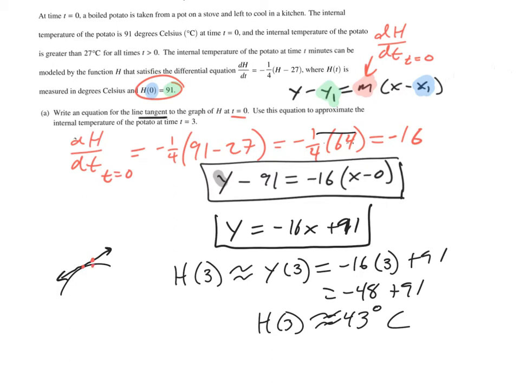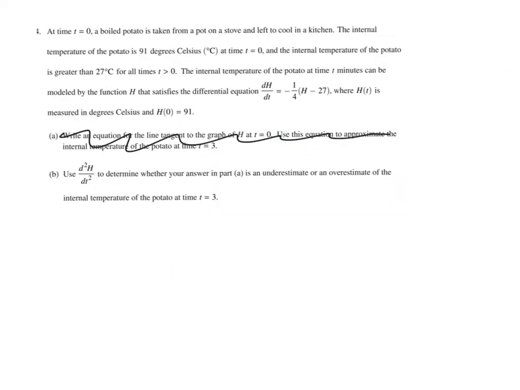If you want to know this blue value, then this green value is probably pretty close to the blue value. But the farther you get away from the point of tangency, obviously the farther away these points would be. But if you're really close, which we kind of are here, because 3 is pretty close to 0 for the sake of this problem, then we can say that's a pretty good approximation, or decent enough for this question. All right, let's go to part B.